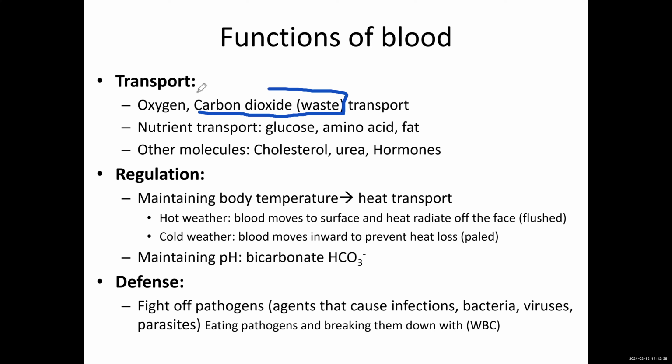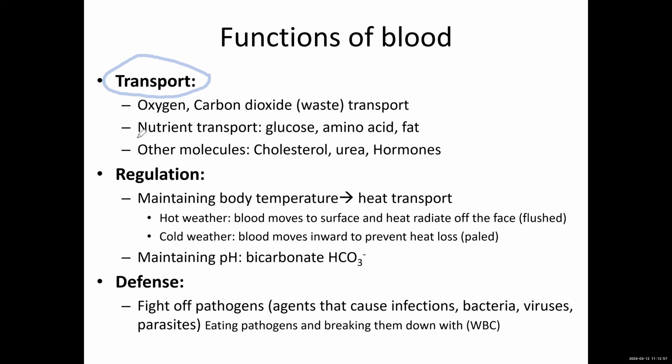through metabolic processes, produce a waste product, carbon dioxide. This carbon dioxide from cells and organs needs to be moved back to the lungs so you can exhale it and get rid of this waste product. All of this is done by your blood.